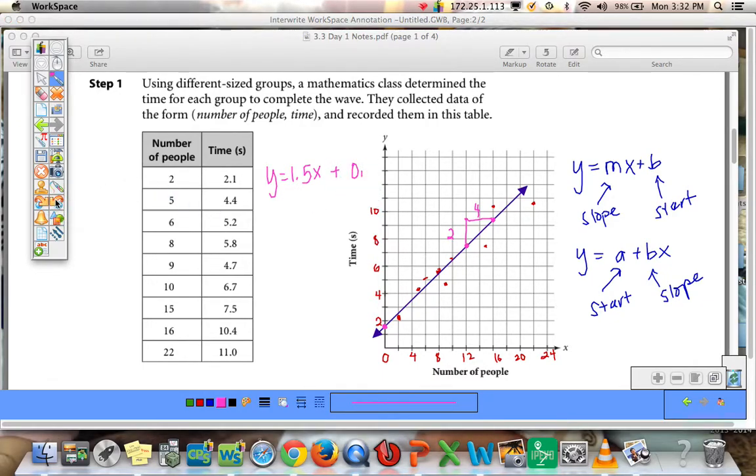Oops, I wrote this in the wrong order. So we have y equals, I should have erased all that. Y equals 1.5 as our starting value plus our positive slope, and it was 0.5x. So here's the equation of the line.